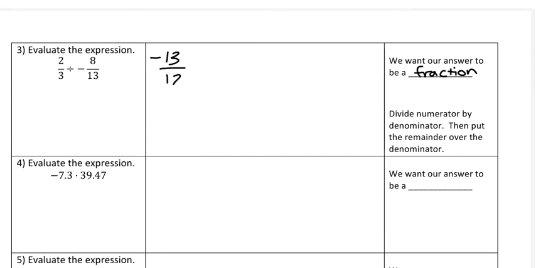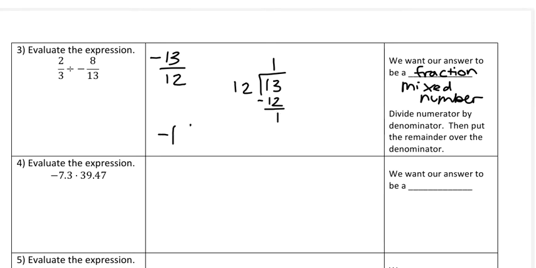And again, the numerator is bigger than the denominator, so we're going to make it into a mixed number. So we're going to do 13 divided by 12. 12 goes into 13 one time. 1 times 12 is 12. And I get 1 left over. What's really important to remember is that this was originally negative, so it's going to be negative 1, and then 1 is left over, so 1 over my denominator, which is 12.